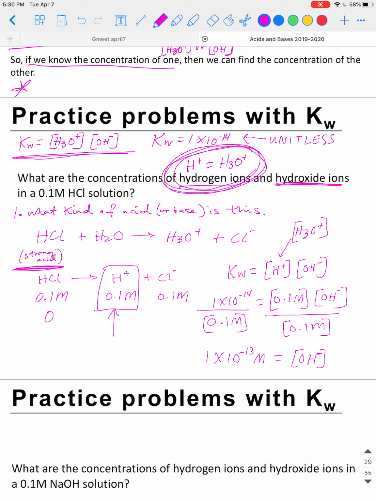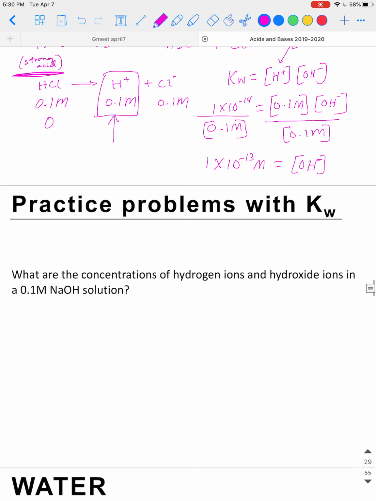that strong acids completely dissociate. And then we plugged that concentration into our equation for Kw, and we solved for the concentration of OH minus, the hydroxide ions. Let's do another practice problem. I'm going to rewrite Kw because I bet we're going to need it, because it says practice problems with Kw. Remember, this is H3O plus times the concentration of OH minus. And remember, Kw equals 1 times 10 to the minus 14.